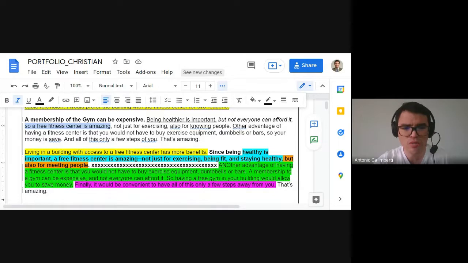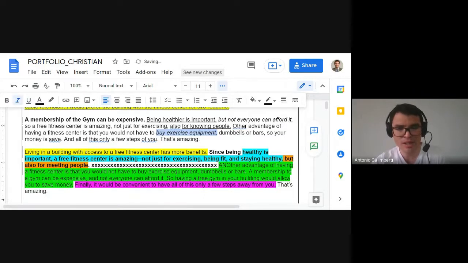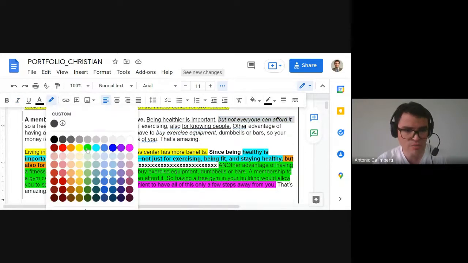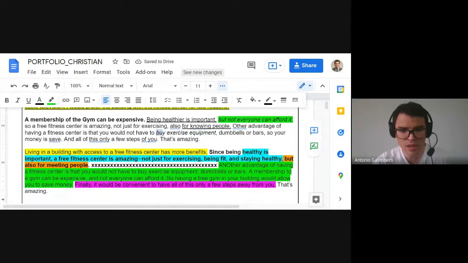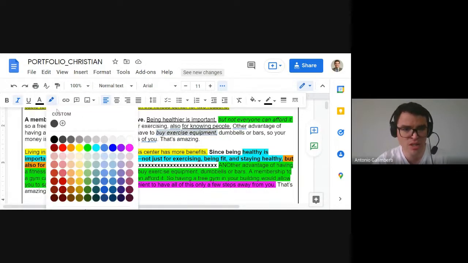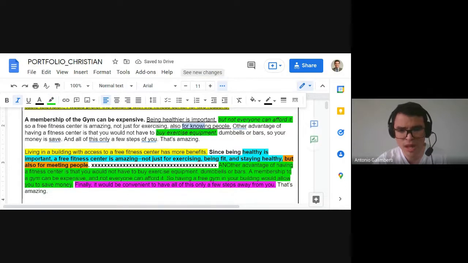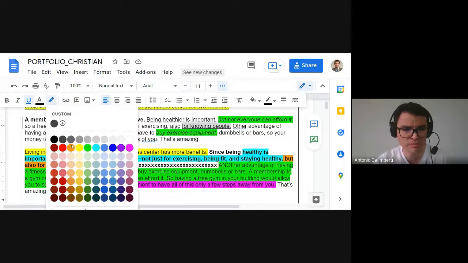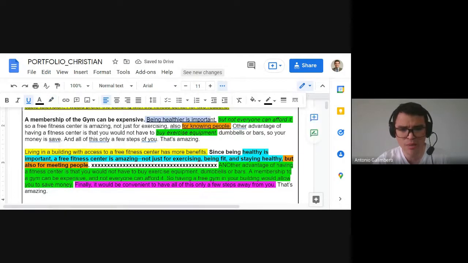Not just for exercising, also for knowing people. So he's talking about meeting people here. All right. So he's mentioning a lot of benefits. And then he says, another advantage of having a fitness center is that you would not have to buy exercise equipment. So he's talking about money again, right? So if you say that money is green, you have a green here, and then green here, again green here, but then here you have a gap, meeting people. And here, about health.